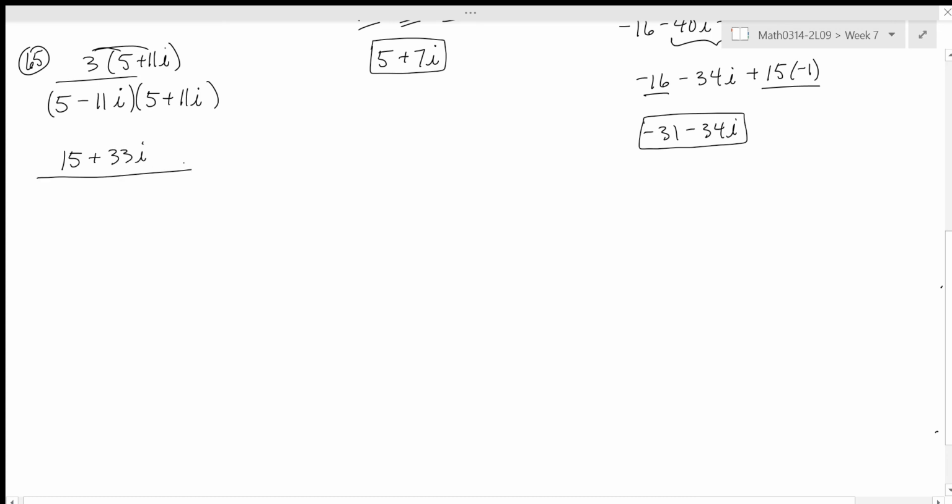And what's going to happen in the denominator? FOIL again, right? The FOIL method. I can tell y'all are excited about that. Yeah, so let's FOIL it up again. 5 times 5? 25. On the outside, plus 55i. On the inside, minus 55i. Last but not least, minus 121 i squared.